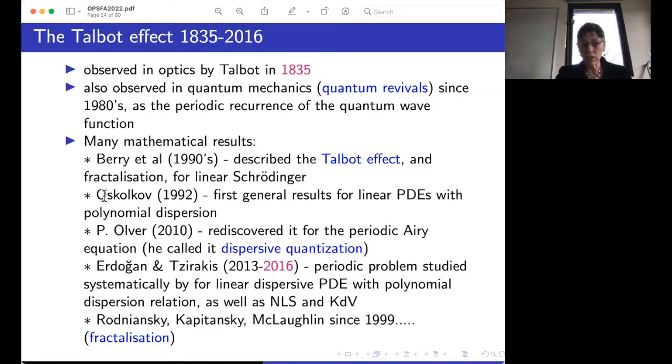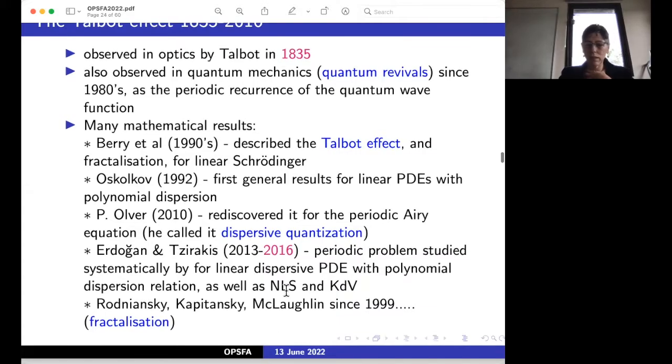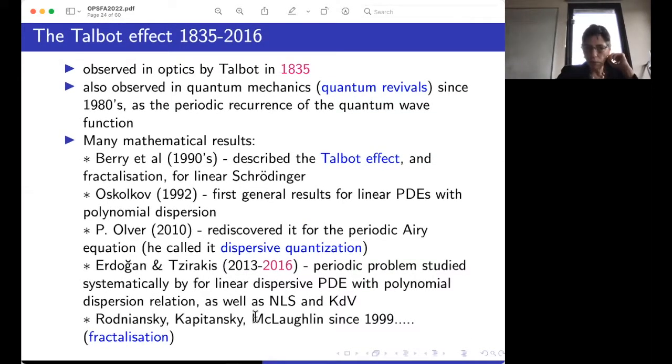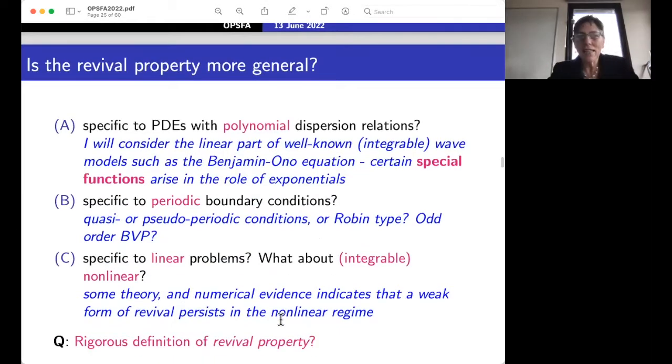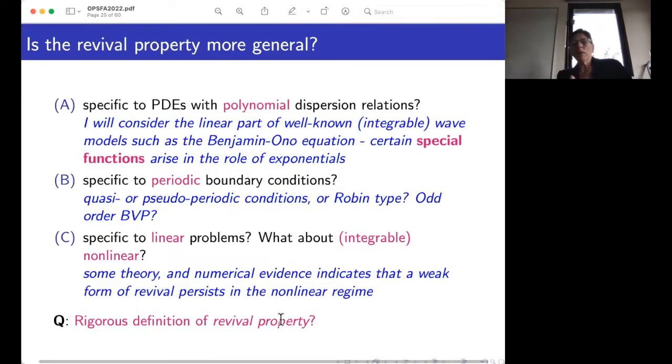The very first work was done by Oskolkov, but also Rodniansky in the early 90s at irrational times and the regularizing properties. But there's also work since then on understanding exactly what happens in the limit as rationals tend to irrationals. There is only one paper on this and it is not published, but it's well understood by now. What I wanted to know is, is this property more general?